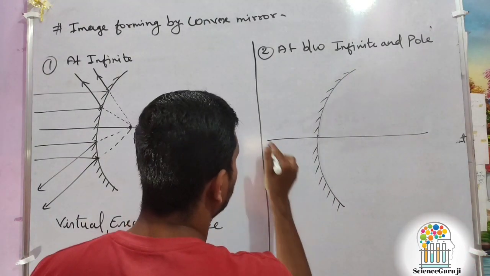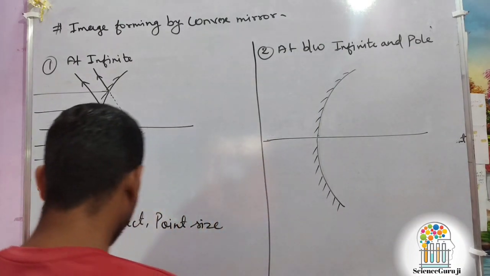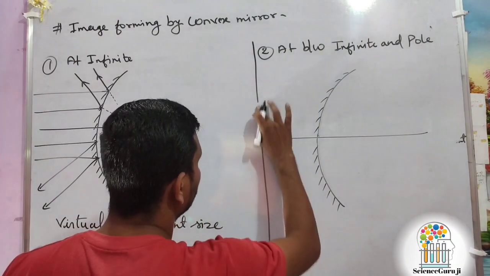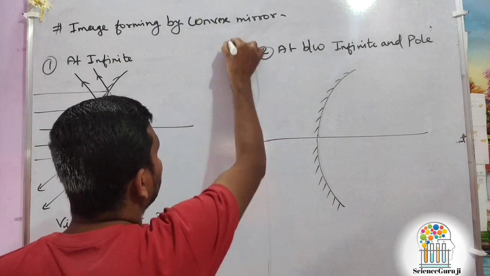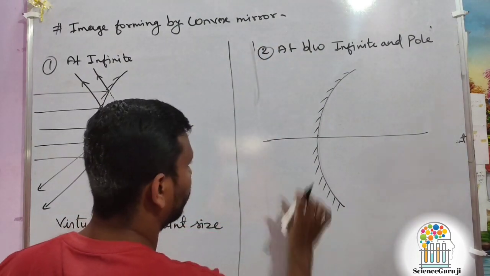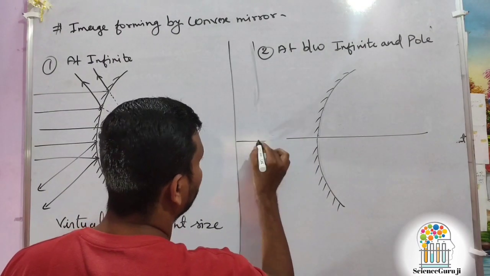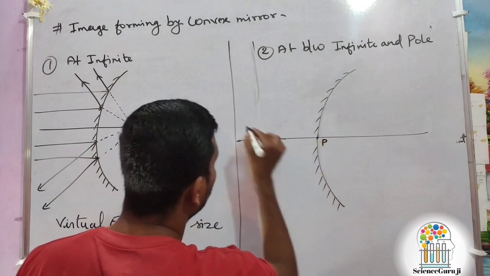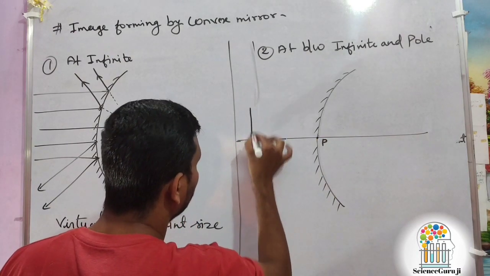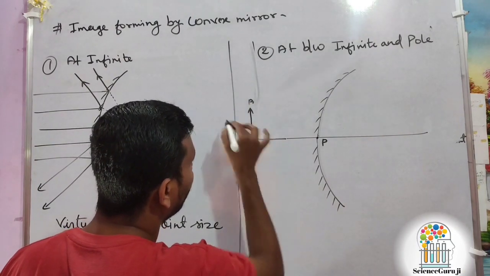Okay, focus is always behind the mirror. Suppose, let's make it larger now. Okay, this one is our pole, and an object is placed in between the pole and infinity.